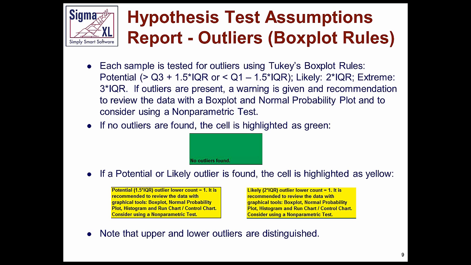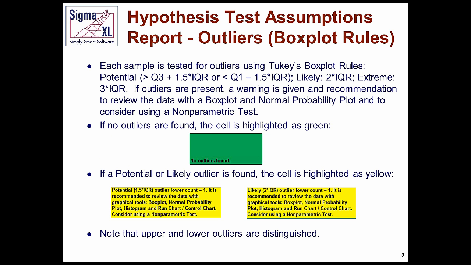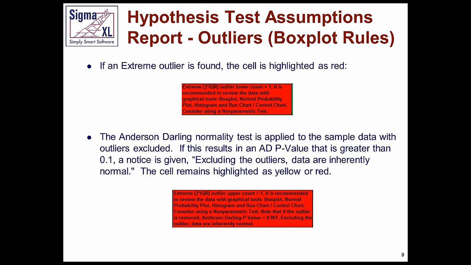On the outliers, we use the box plot rules. If there are no box plot outliers, then it's green. One potential outlier is 1.5 times the interquartile range. And then a likely outlier is 2 times the interquartile range. That one is not seen on the box plot. However, we do report it as a likely outlier. And then we have the 3 IQR, and we call that an extreme outlier. Okay, so you have potential, likely, and extreme. If it is potential or likely, it's highlighted in yellow. If it's extreme, it's highlighted in red.